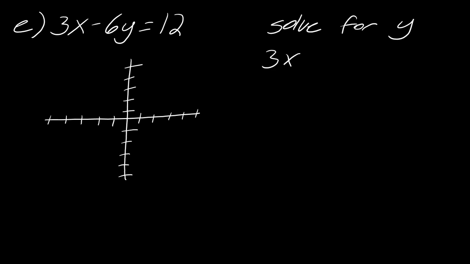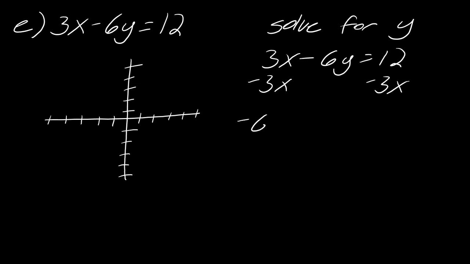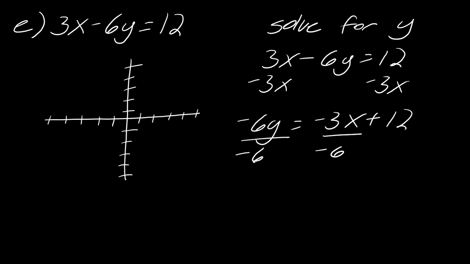So I'm going to take my 3x minus 6y equals 12, and I'm going to start by subtracting off the 3x. So I have -6y equals -3x plus 12. And then I will divide every single part of this by -6 to get that y equals 1/2 x minus 2. And so now that's an equation in slope-intercept form.